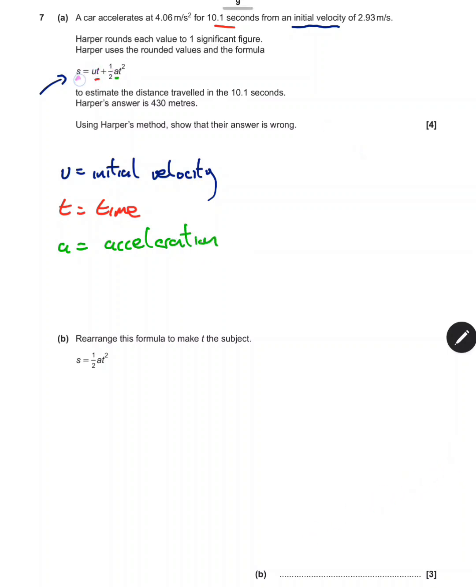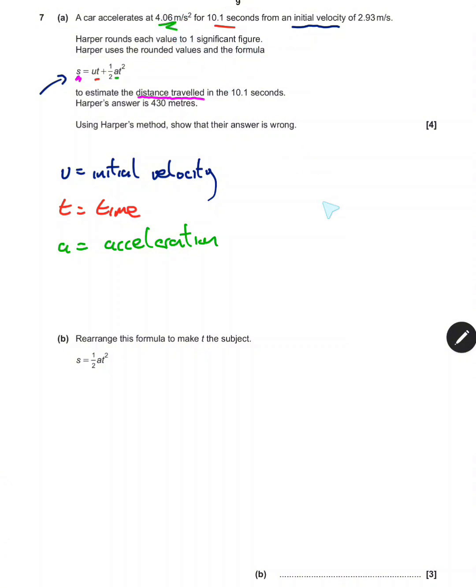The thing we're actually trying to work out is S, which is the distance travelled. So we have U, T, and A. What we're trying to work out is S. Now it does say round these figures to one significant figure. So I'm going to do this now.